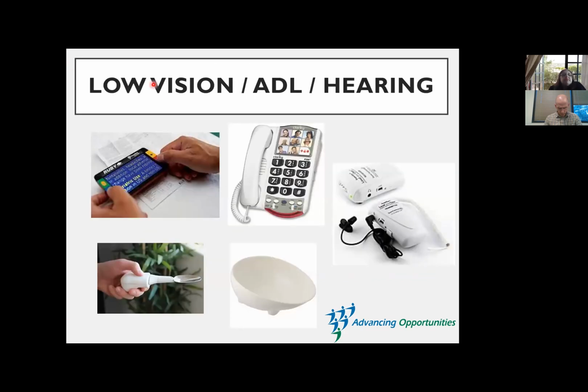Okay, then we have things for low vision, activities of daily living and hearing. We have digital magnifiers. I think the spoon I showed a little bit earlier in one of our slides. This is a bowl that has little legs on the bottom, so it's much more difficult to flip over. Talking phones, also phones with enlarged buttons, and FM system.